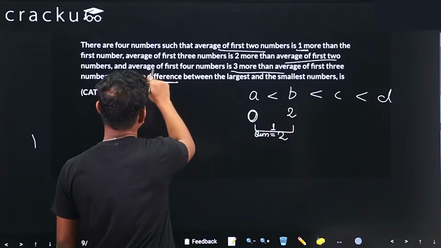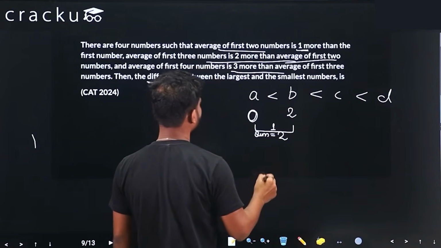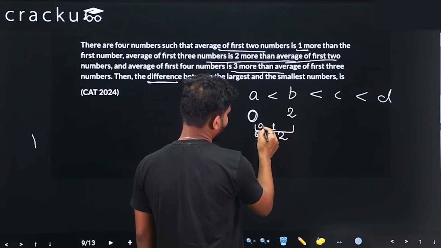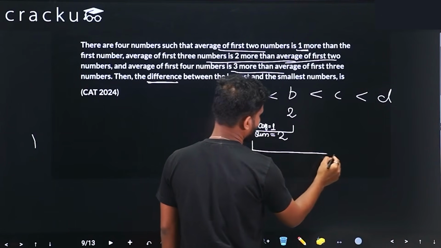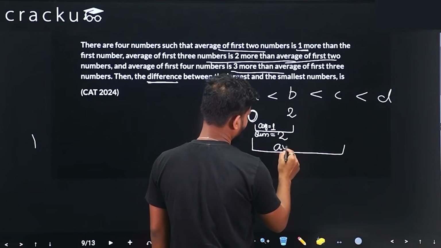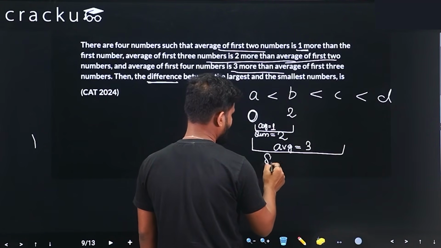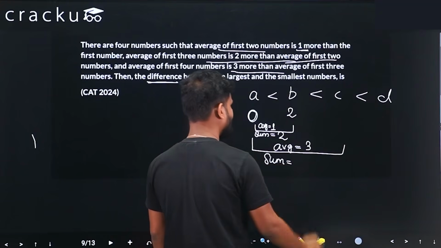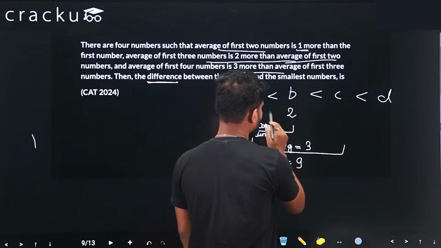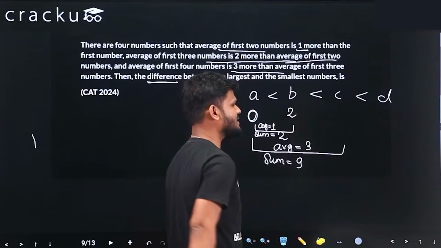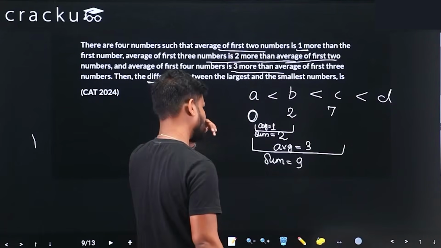Now the average of the first 3 numbers is 2 more than the average of the first 2 numbers. What is the average of the first 2 numbers? It is 1. So the average of the first 3 numbers will be 1 plus 2, which is 3. So if the average of 3 numbers is 3, the sum will be what? 9, 3 into 3. So 0 plus 2 plus something is equal to 9. So C should be equal to 7.